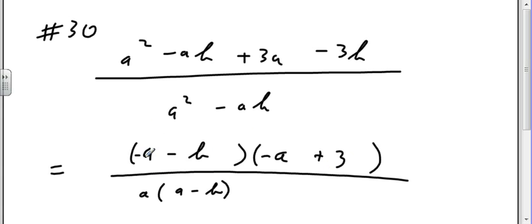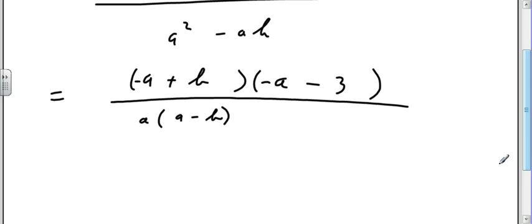Alright, now, I got plus A squared, I got minus 3A. That's not what I want. Plus that guy, minus this guy. Okay, now I've got A squared, I've got plus 3A, I've got minus AB, I got minus 3B. Okay, so now I got myself factored, but I'm turned around.